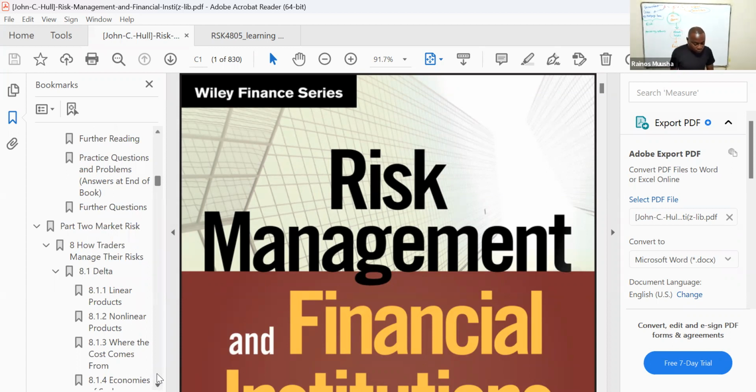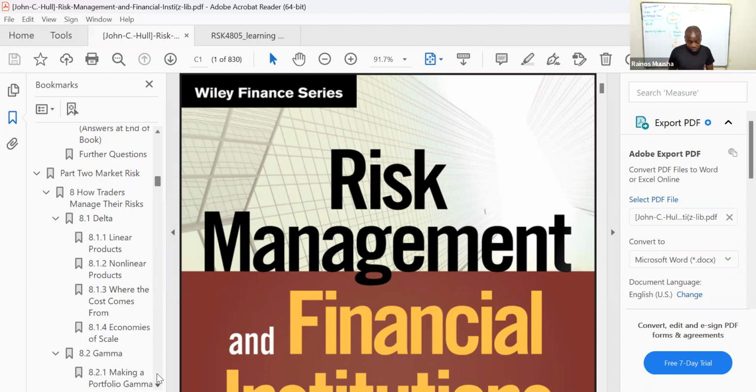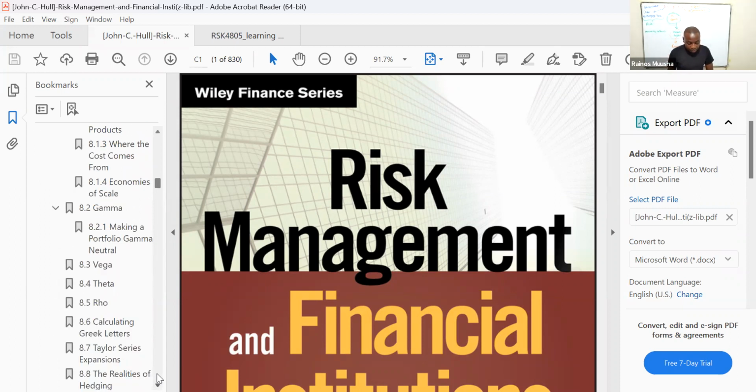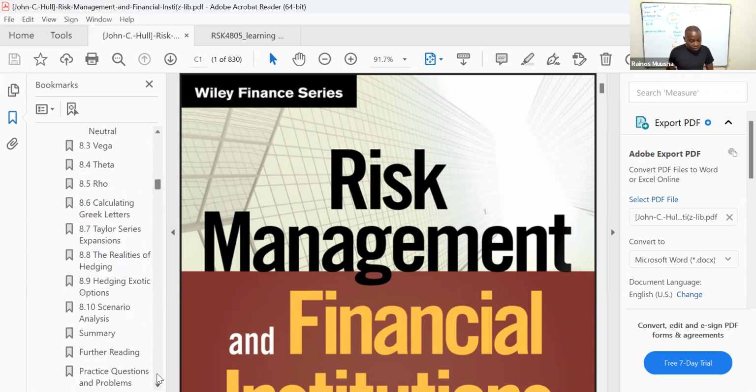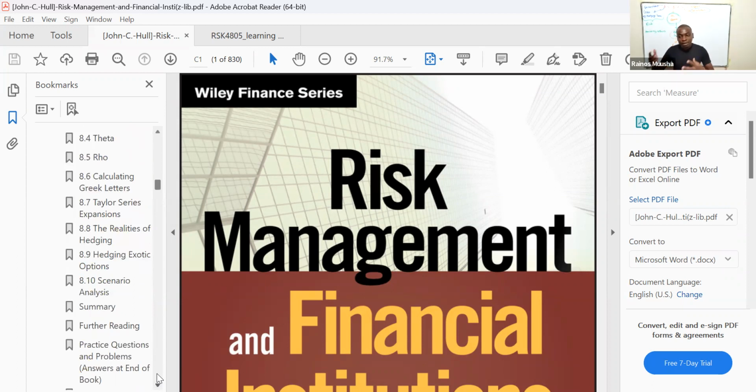In chapter 8, we look at the workings of delta and gamma, which are the Greek letters, the Greek measurements of risk. Then we look at the vega, the theta, and the rho as well. We see how their combined effects affect the change in the value of the portfolio, and how they interact with each other.